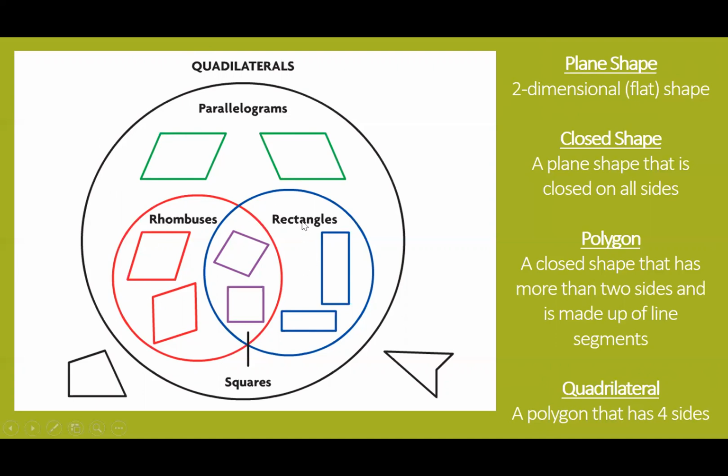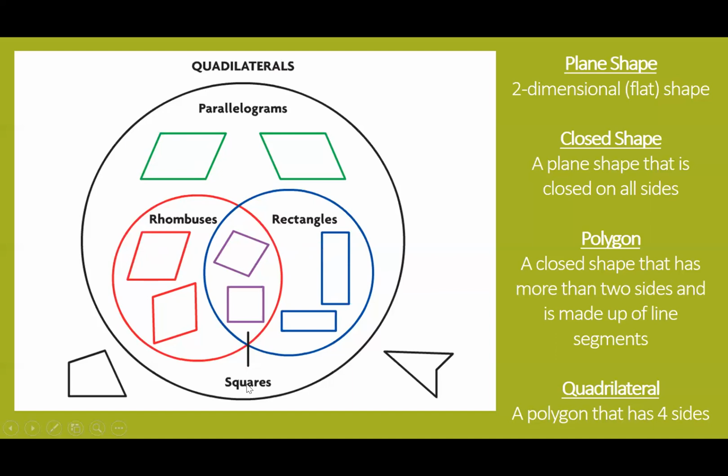A rectangle is a special kind of parallelogram because this is a parallelogram that has 4 right angles. Remember, rectangle means right angle. 4 right angles. And then we have a rhombus. A rhombus is a special type of parallelogram because it has 4 equivalent sides. Every side is exactly the same.